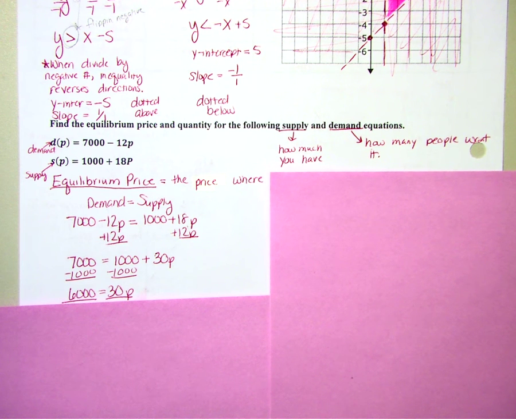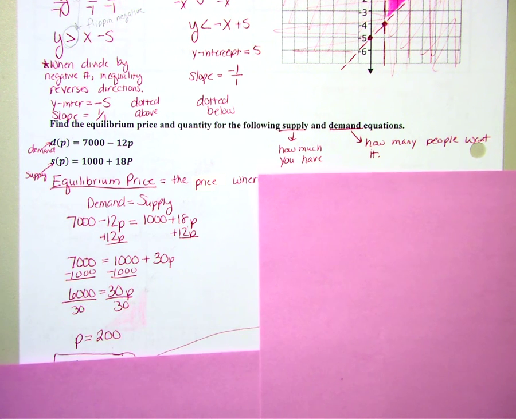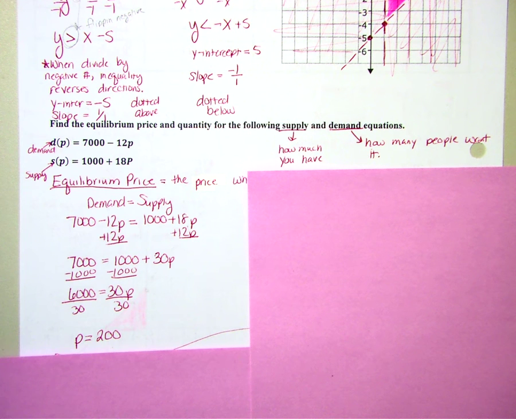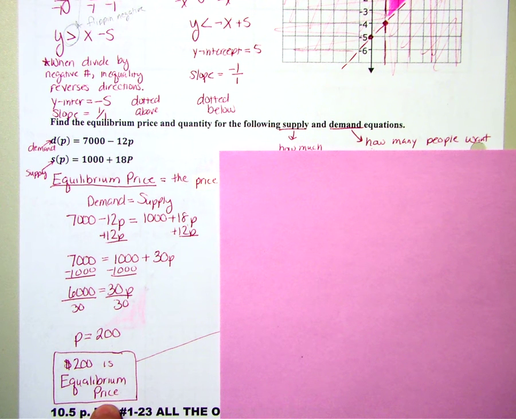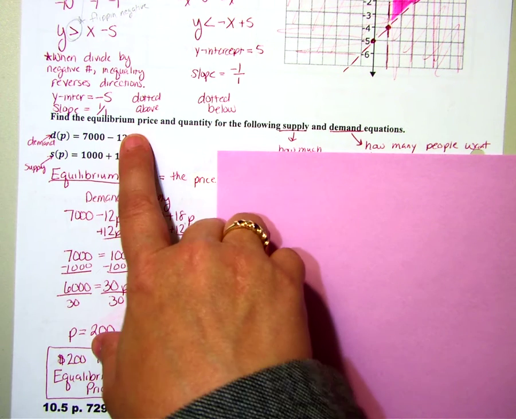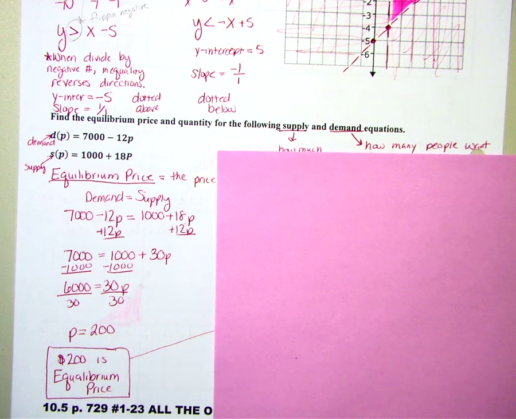To move the 30 away from the p, right now 30 and p are connected by multiplication. The inverse of multiplication would be division. Divide both sides, and we end up with p being 200. P being 200 means that the equilibrium price is $200. So the equilibrium price, which is the first thing that we needed, is $200.